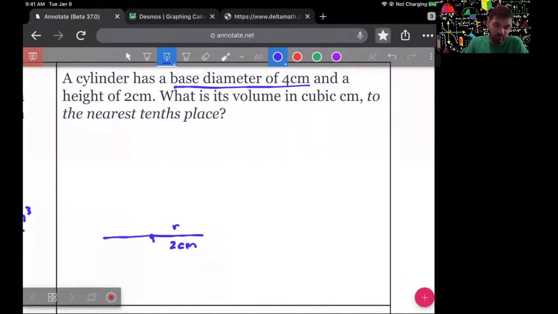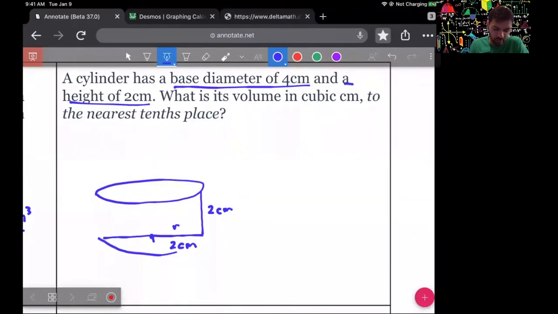And the cylinder has a height of 2 centimeters as well. So I'm going to draw a height of 2 centimeters. And now I'm going to draw what I think my cylinder would look like. Something like this maybe. So there's my cylinder. I have my radius and I have my height. That's the 2 things we need to know here.